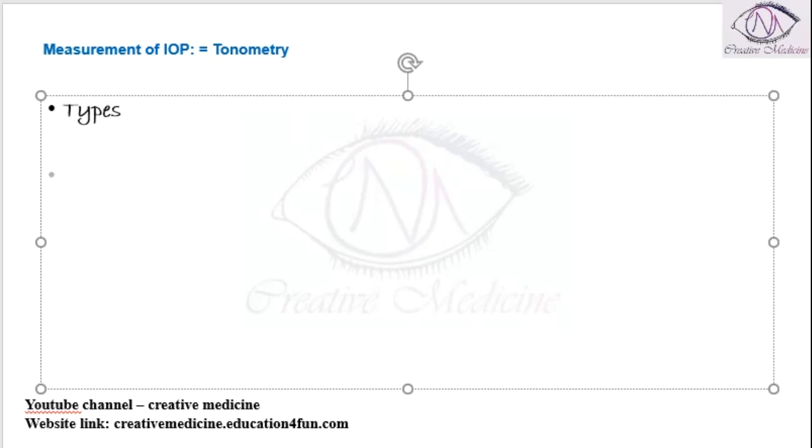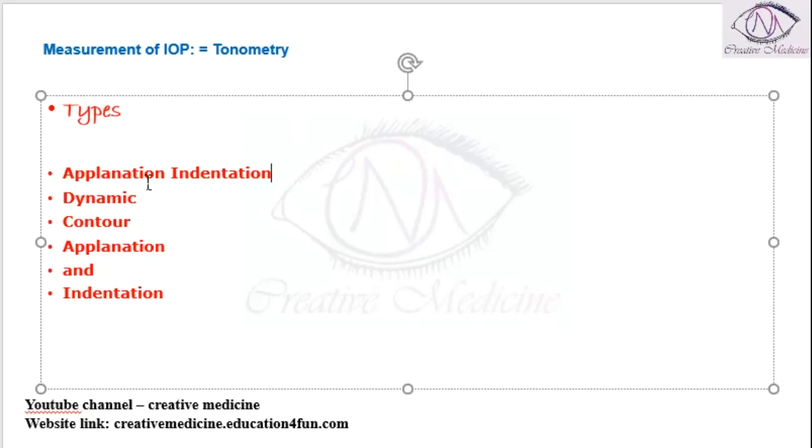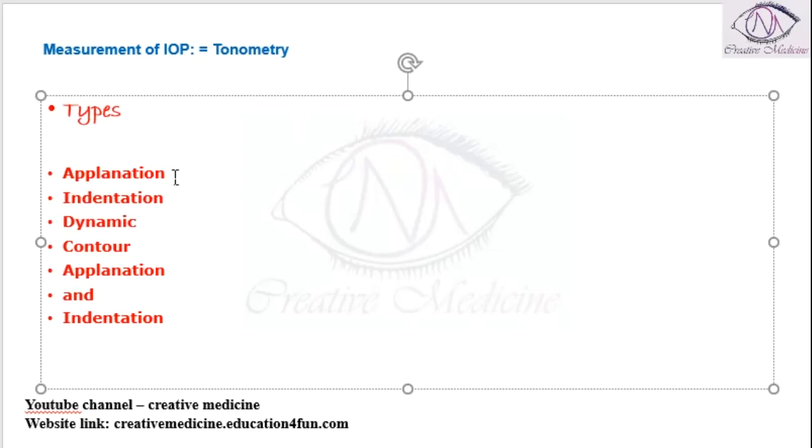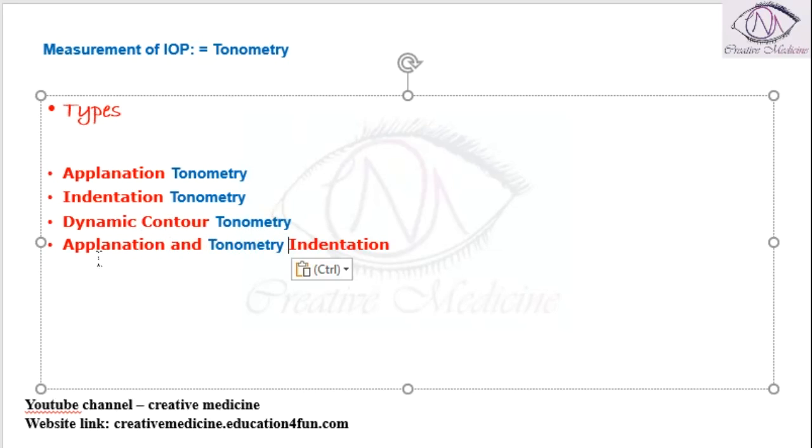So, in the four types of tonometry, first we have applanation tonometry. Second we have indentation tonometry. Third we have dynamic contour tonometry. And finally we have applanation and indentation tonometry together. Each of them has some names, some types.